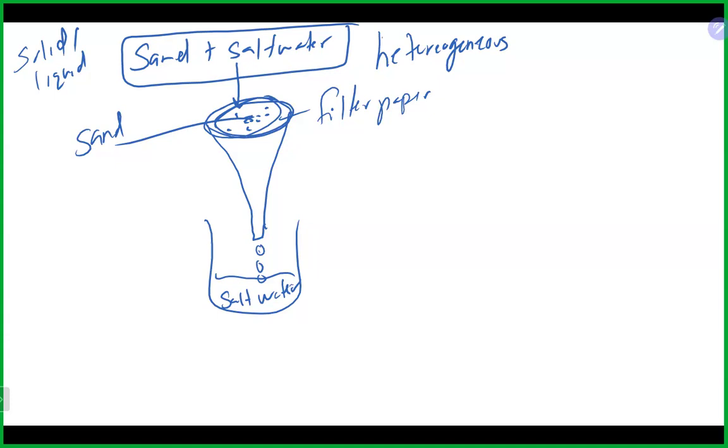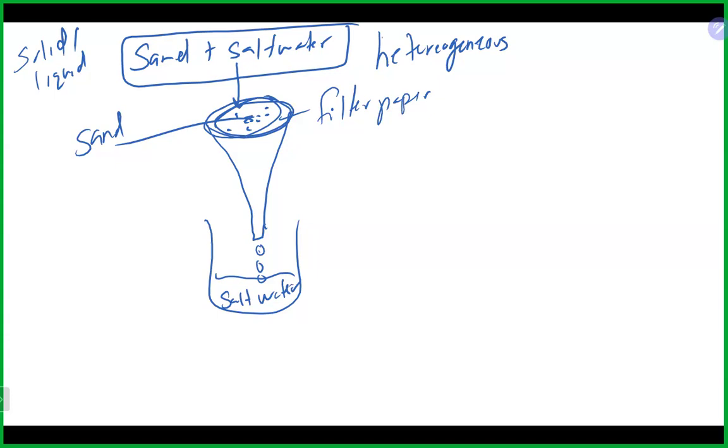It doesn't allow bigger things like sand to go through, so it gets caught. So we're using a physical property like size to separate these things out in this particular case. Any questions on that?